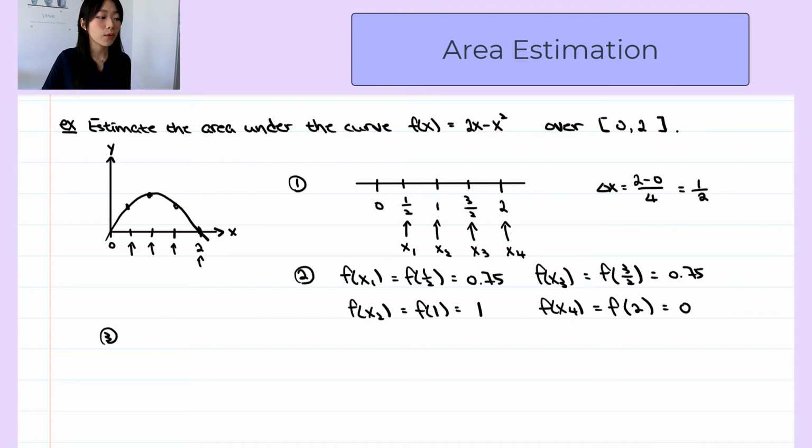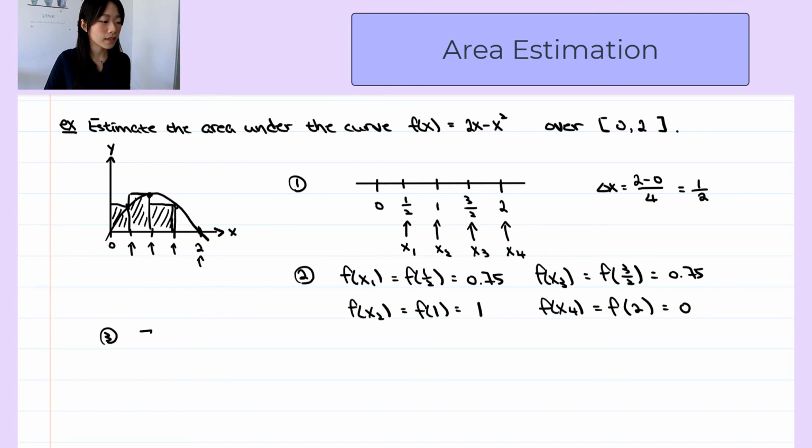So the third step, we're going to sum up the areas of rectangles with the base 0.5, and the height is the y values at these 4 points. That is, the first rectangle will have base 0.5 and height 0.75. The second rectangle will have base 0.5 and height 1. The third rectangle also has base 0.5 and it has height 0.75. And the last rectangle, the height is 0, so it doesn't contribute to the area of rectangles. So the third step, we're going to sum up the area of these rectangles.